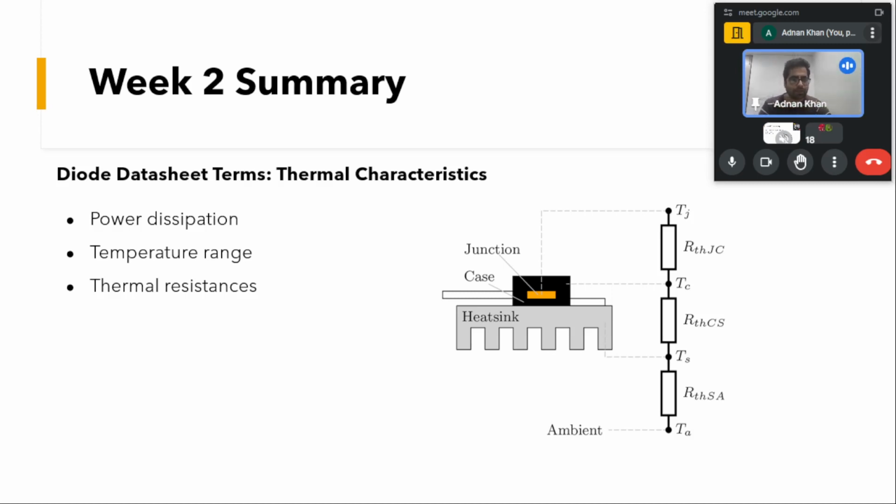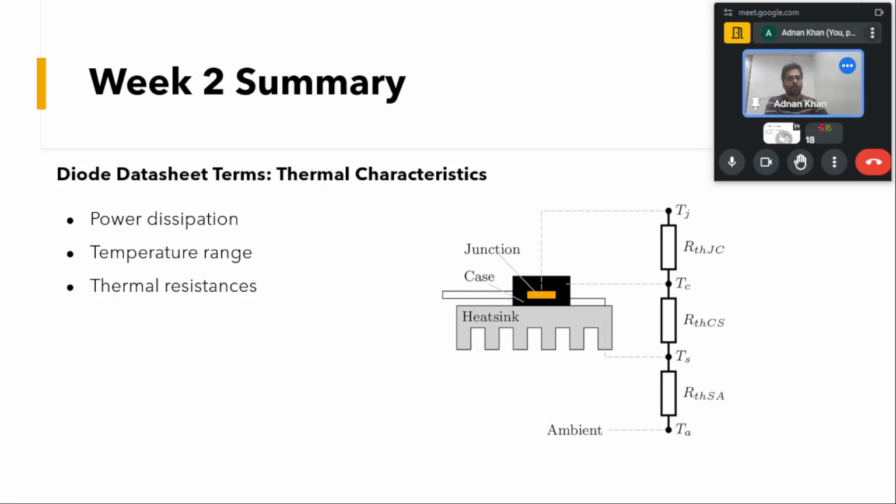And if you can see here, this thermal circuitry is analogous to an electric circuit. Let us take this as the junction. At this junction there will be some junction temperature, and between this junction and the case there will be some thermal resistance, which is provided in the data sheet. The amount of heat that will flow from the junction to the casing will be determined by this thermal resistance. Usually it is in Kelvin per watt.